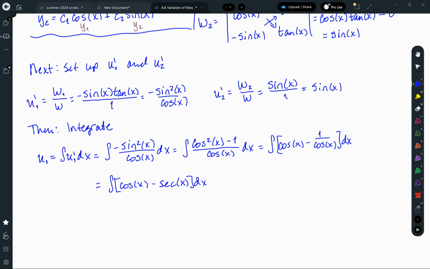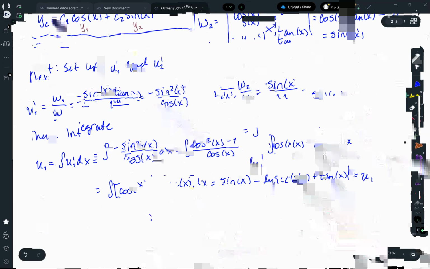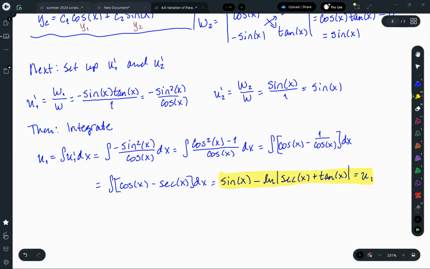The antiderivative of cosine is going to be sine of x minus, the antiderivative of secant is the natural log of the absolute value of secant of x plus tangent of x. Okay, so that's u1. I'm going to highlight all that so I don't lose it. And then we're going to go on to u2.